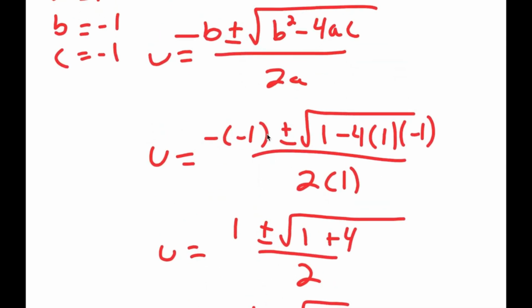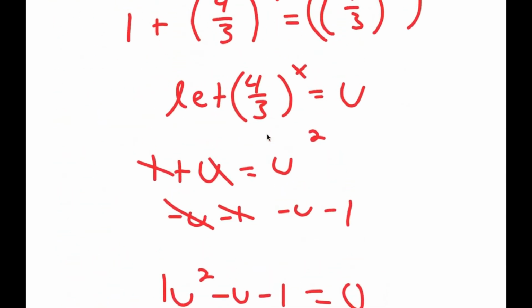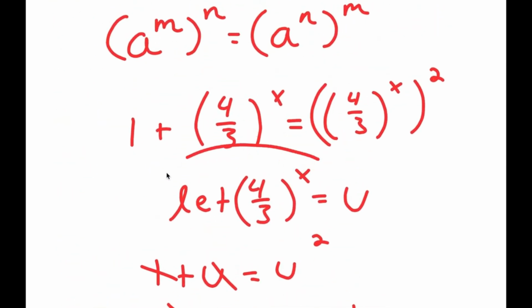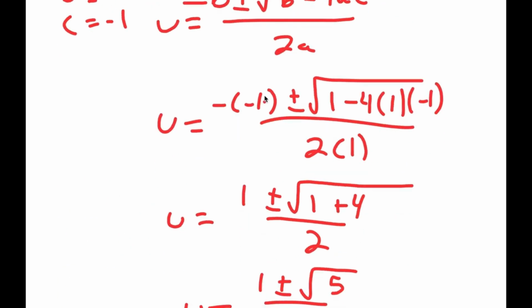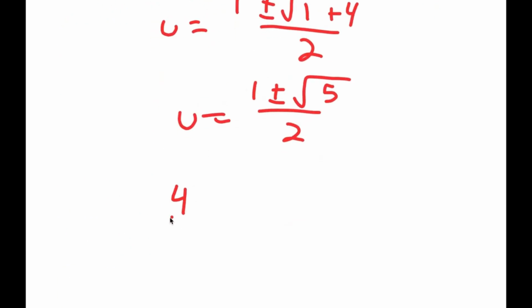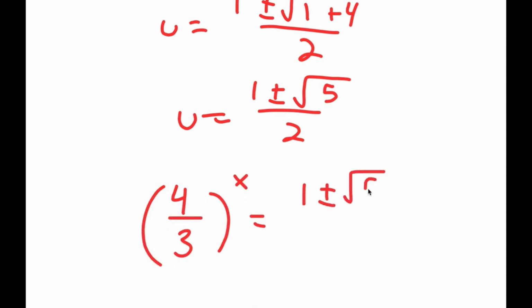Now, remember how we let 4 over 3 to the power of x equal to u. Well, this means that 4 over 3 to the power of x is equal to 1 plus or minus the square root of 5 over 2.